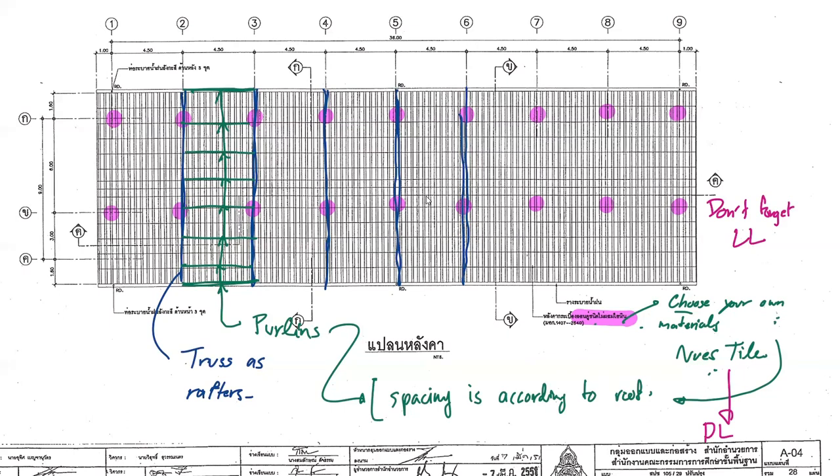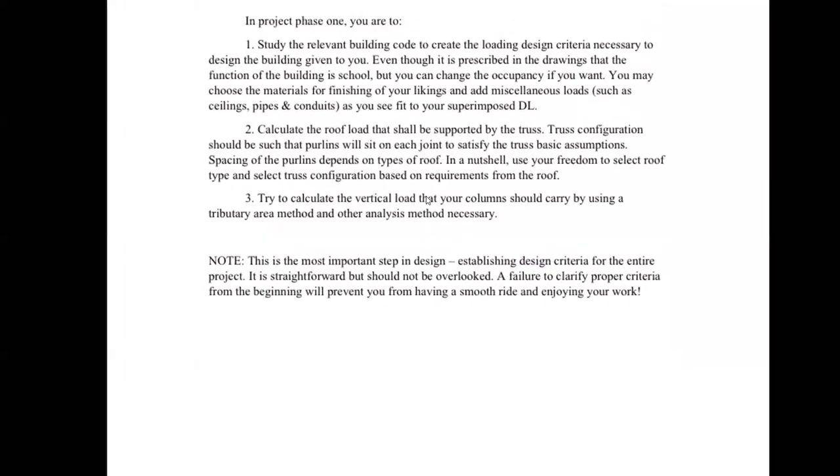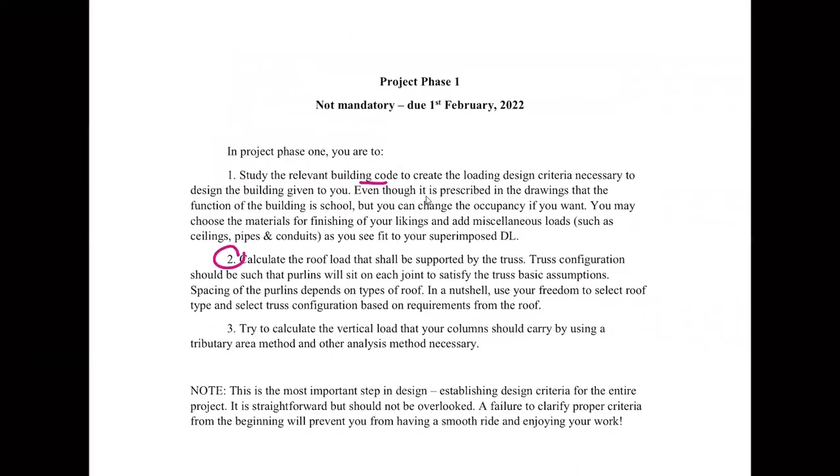Okay, so you can look at this document which I just posted. Study the building code to find the load, and then this is number 2. You are going to choose the type of the roof that you are going to use, and that will tell you what kind of truss configuration you should use, and so on and so forth. Okay, that's for the roof. So any question?